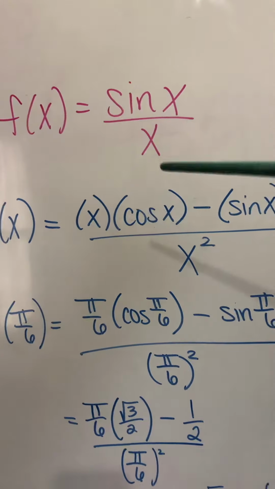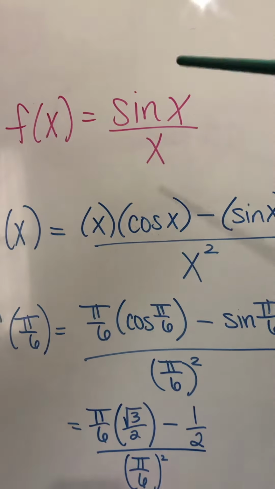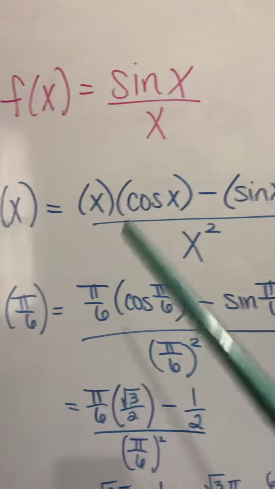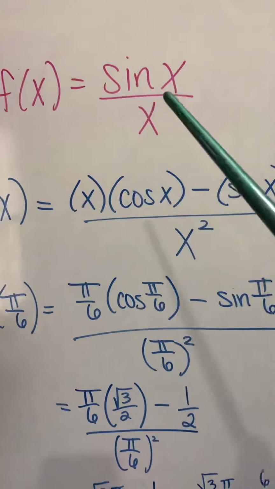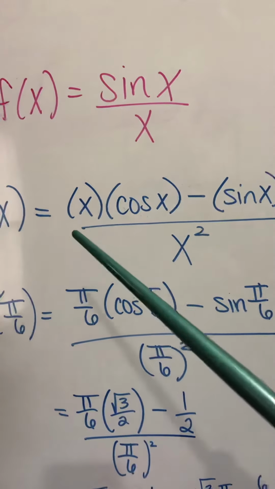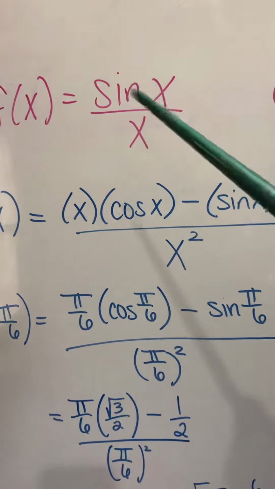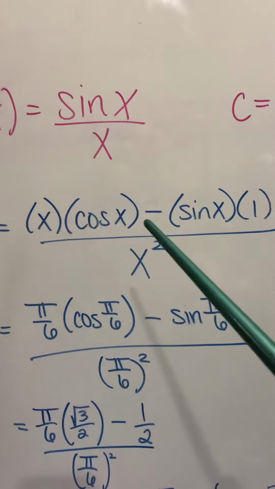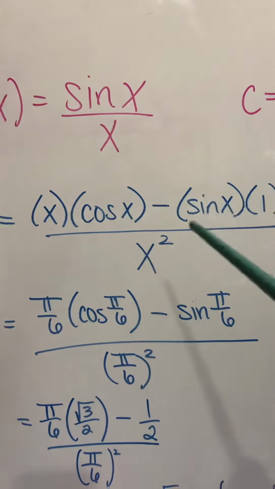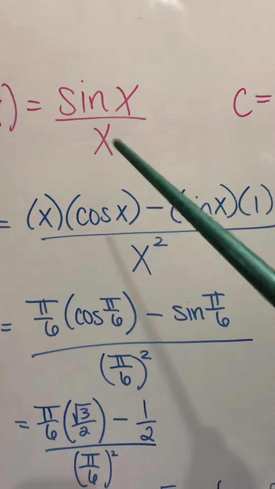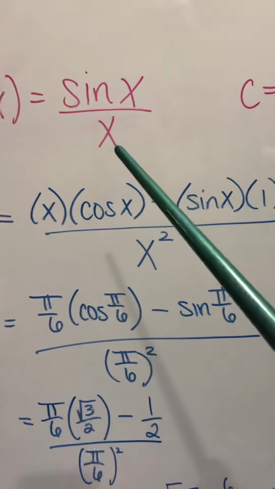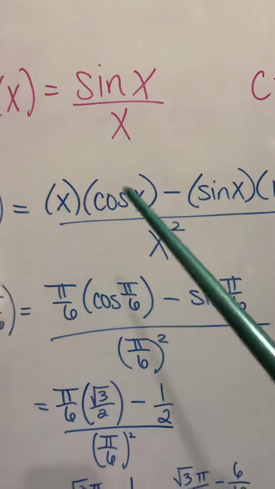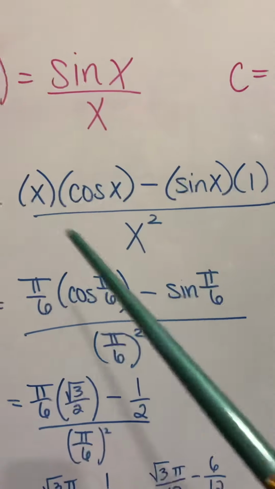So you have your low and your high, so the bottom and top. To do the quotient rule, you do low d high, which means take the bottom part, x, and multiply it by the derivative of the top. So the derivative of sine is cosine, minus high, so sine of x, d low, the derivative of x is 1, all over the bottom squared, which is x squared. So this is your derivative.